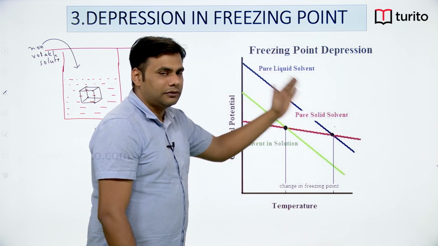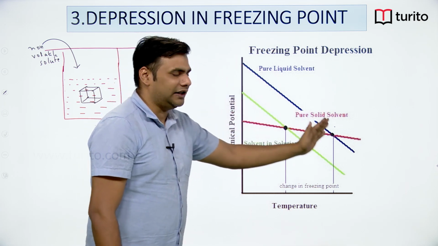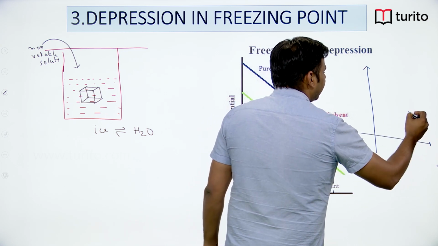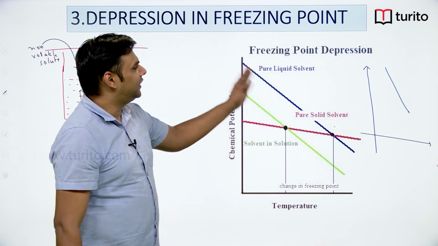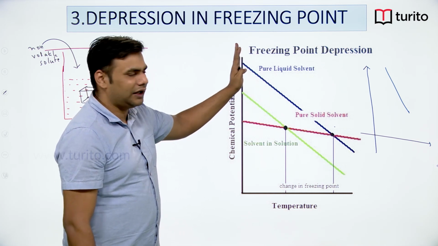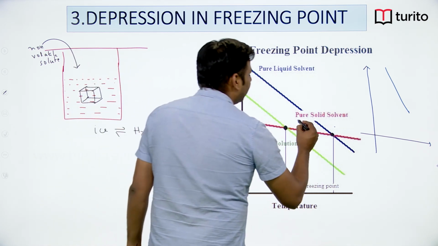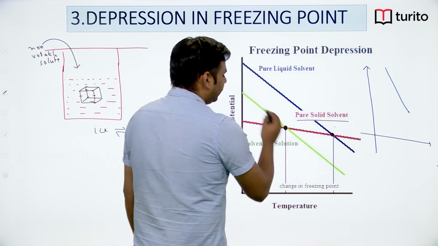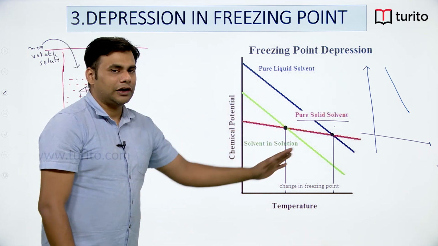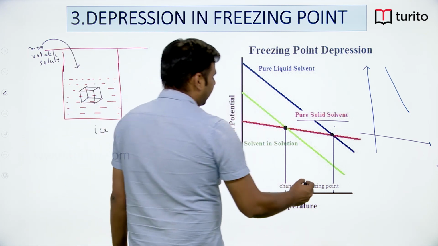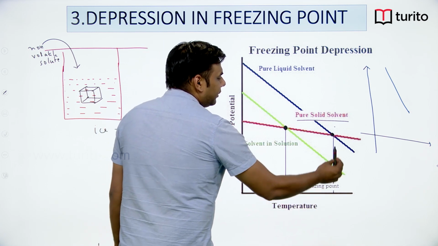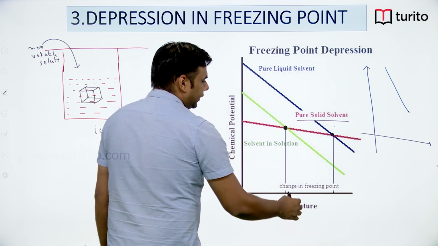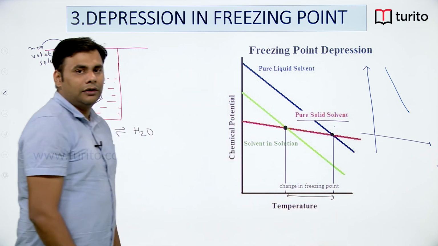Okay, this graph is just an estimation. The exact graph is something like this. So we have just extrapolated it, and this extrapolation does not have any significance. So this is that of the pure solid solvent. This is the pure solvent, and this is that of the solution. So you can see that at a particular pressure, the freezing point initially was this, the freezing point finally became this, so there is a depression in freezing point. Okay, hope this is clear to you.